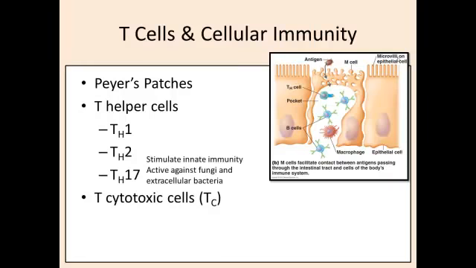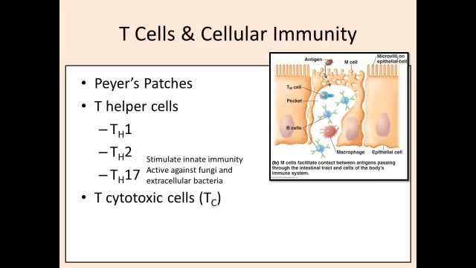Okay, now for your Th17s, they stimulate innate immunity. They also talk to your macrophages and your neutrophils. Th17 cells enable your immune system to more actively fight fungi and extracellular bacteria. If we don't have those, then you're more likely to get those types of infections. As you can tell from the number, they're one of the newer ones that we've characterized.